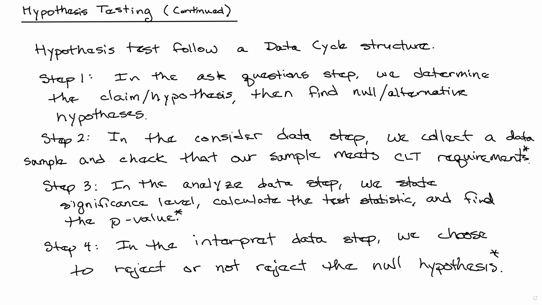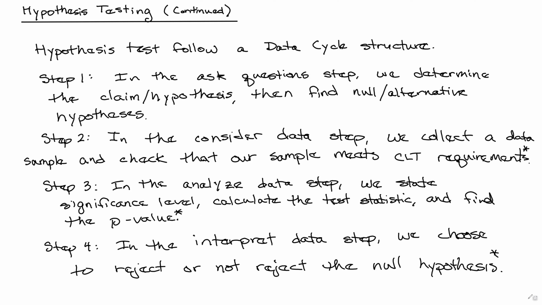So, and then we need to check that the sample meets the central limit theorem requirements. Step 3, once we have done that, we're going to put all the data stuff together. So we're going to have the number stuff, like the significance level. We're going to calculate the test statistic for our sample, and then we're going to find the p-value. Okay, and we're going to talk more about this in just a second. I'm just highlighting the process. And then step 4, at the end, you reject or you choose not to reject the null hypothesis.